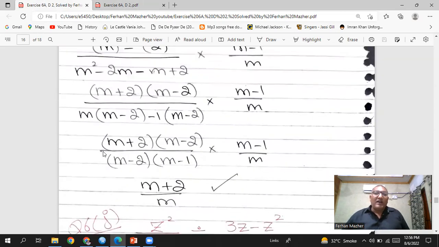Now m minus 2 downstairs is common, so in the other bracket, I will write m minus 1. The upstairs thing is the same. This m minus 1 will be gone, and m minus 2 will be gone. They will be cancelled with each other. By gone, I mean they will be cancelled. And m plus 2 divided by m is left. So this is how you will do this question.